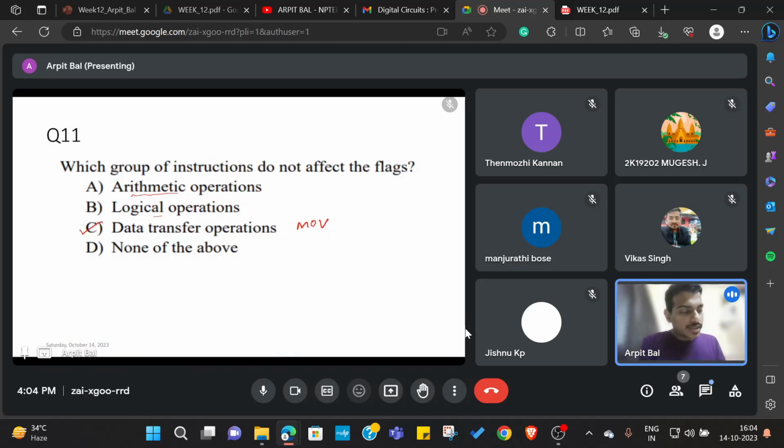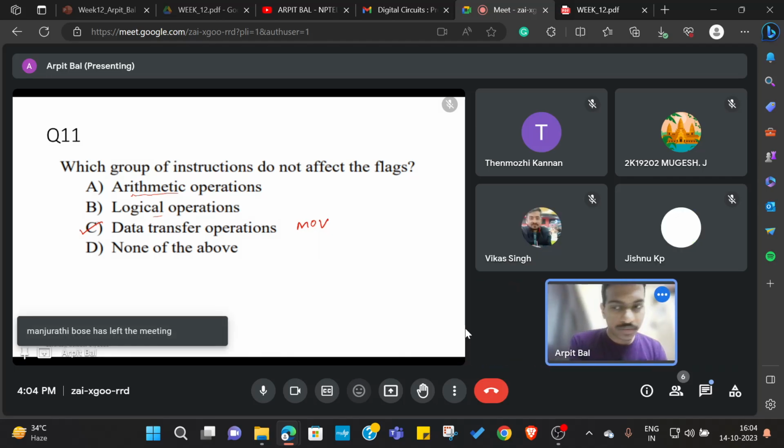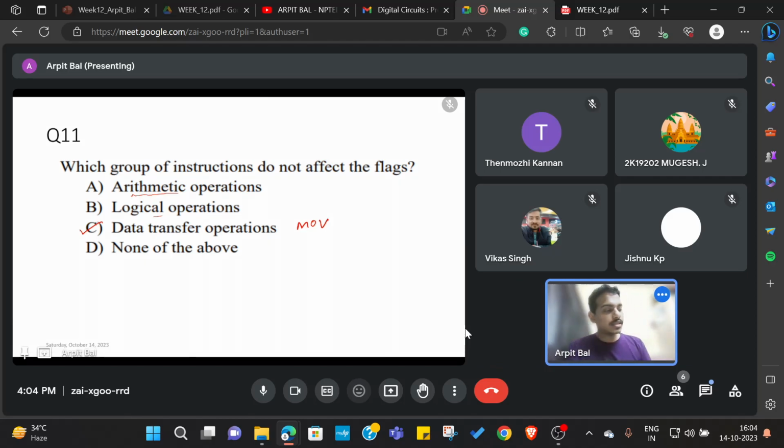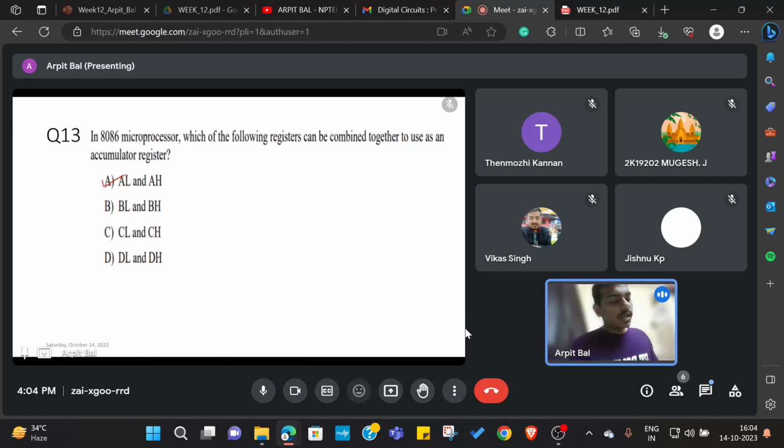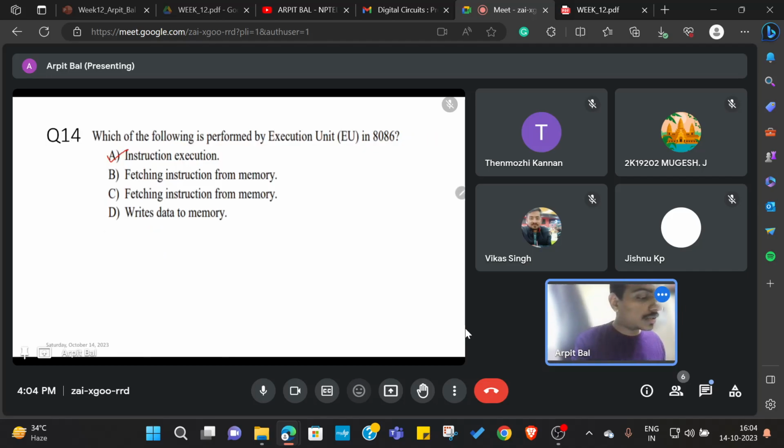Okay, then the next question that we did was related to the flags. What we needed to answer is which of the following instructions do not affect the flag. So data transfer operations like the move instruction do not affect the flag. Okay, this was question 11. Similarly for question 13, okay, 12 is missed. In question 13, we had to figure out which registers can be used together as an accumulator register. So AL and AH together can be used as an accumulator register.